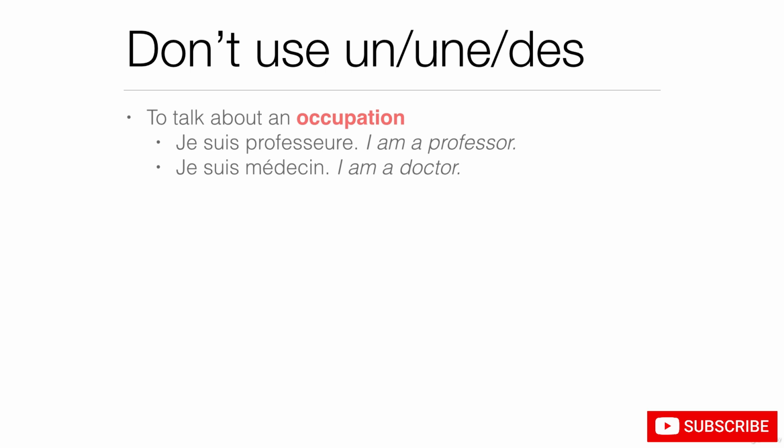So one slight difference where we would use it in English but not use it in French is when you talk about an occupation. And I talked about this a little bit before in one of the previous sections. So if you were to say, I am a professor, we would say a in English, but in French we don't do this. So we would say, je suis professeur, or je suis médecin, I'm a doctor. But in French we don't add the un, une, or des for this.